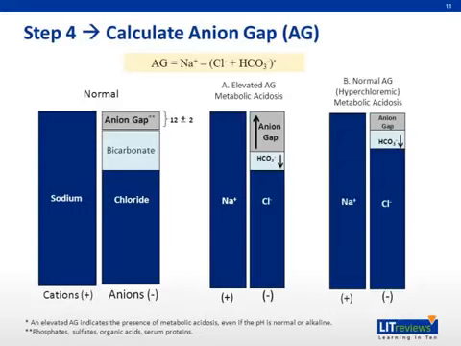obviously elevated. In example B, the metabolic acidosis is due to pure loss of bicarbonate, with associated increase in serum chloride. In this case, the anion gap is normal. This is called hyperchloremic or normal anion gap metabolic acidosis.